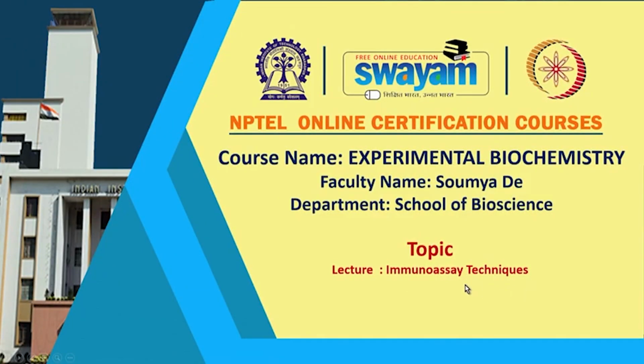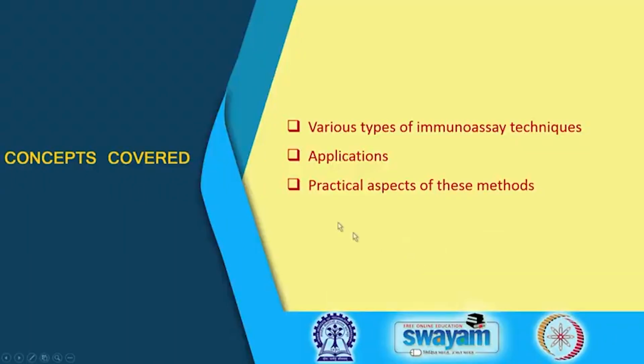And you will see that everything that we have learned so far will nicely come together in the use of this technique. So, again we are going to talk about different types of immunoassay techniques, and we will see that there are basically three types. I will talk about the applications of this and also the practical aspects of these methods.